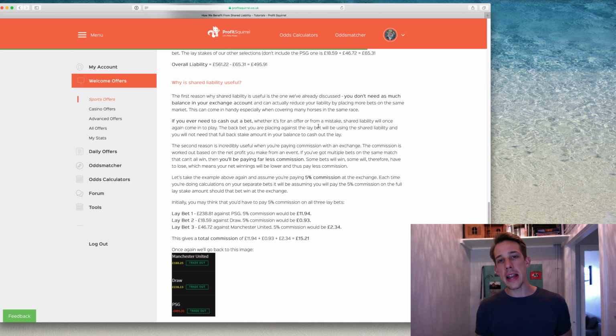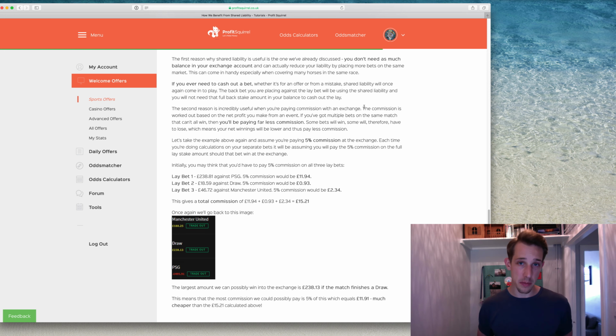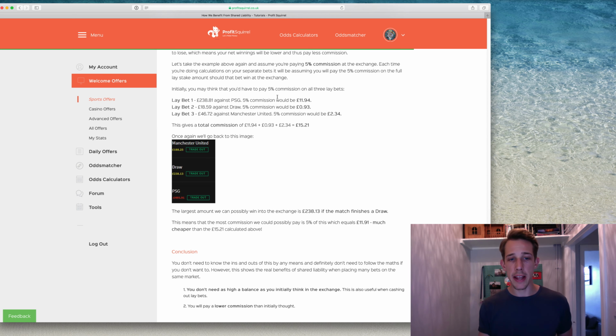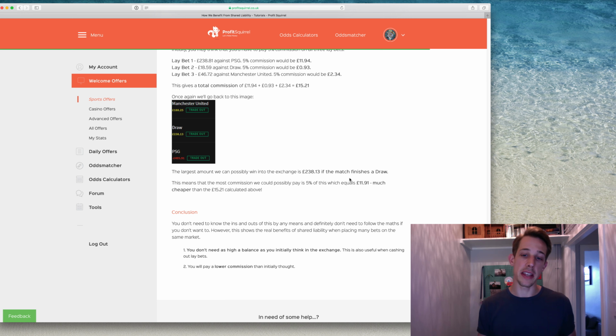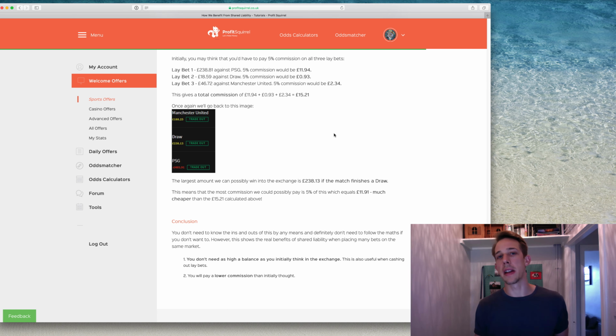And then the final main benefit of shared liability is that you pay less commission. And that essentially is because your overall return is going to be lower. But the benefits of covering multiple outcomes and also of having less cash, being able to do more offers with less cash, probably make up for this lower overall return, I think, in general. So we break it down here. The amount of commission you would expect to pay, say you were paying 5% on this exchange, and we break down the amounts here, but then actually we've calculated it on the whole amount, and the amount of commission that you would be paying in this scenario is about £3-4 cheaper than you would expect. So that's a cool little benefit as well.